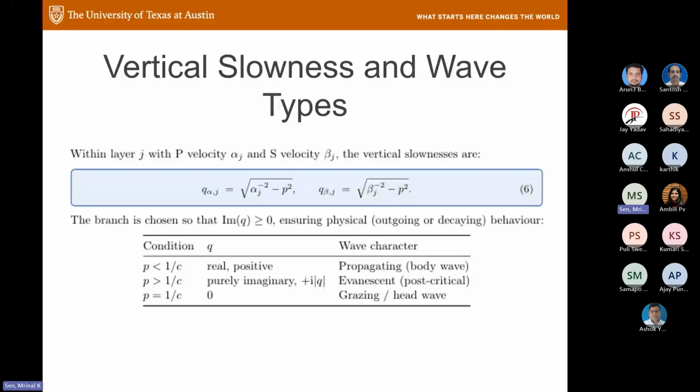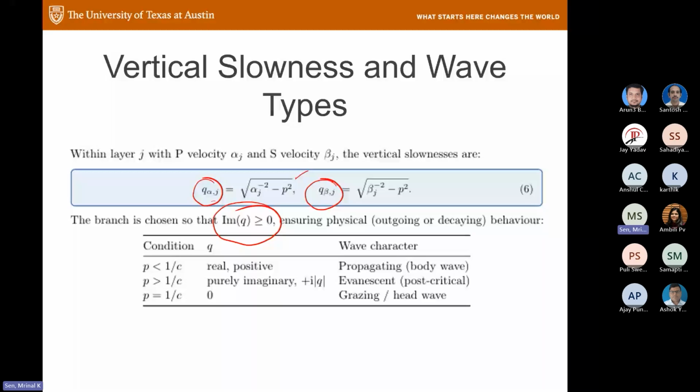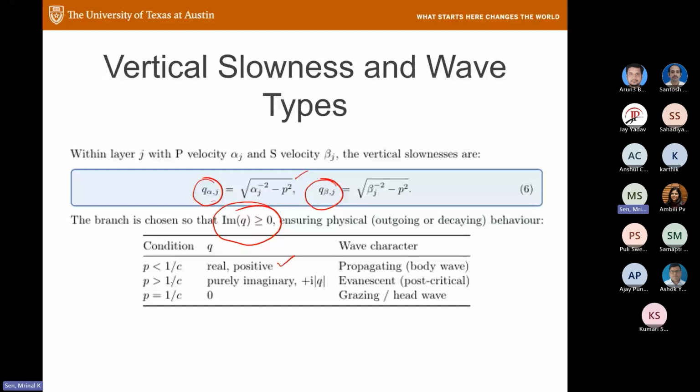So for each layer, we now compute the vertical slowness and horizontal slowness for P waves, and vertical slowness for shear waves. This is very important: when it goes to critical, then these q values become complex, so we have to choose the sign of the imaginary part. For p less than 1 over velocity, q is real and positive. When p is greater than 1 over velocity, you have an imaginary part, q plus i q.